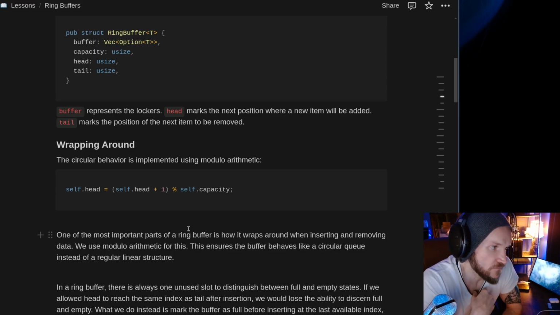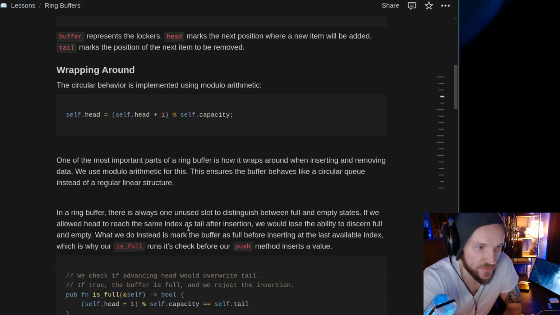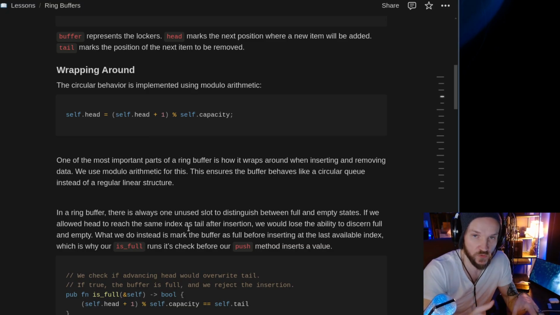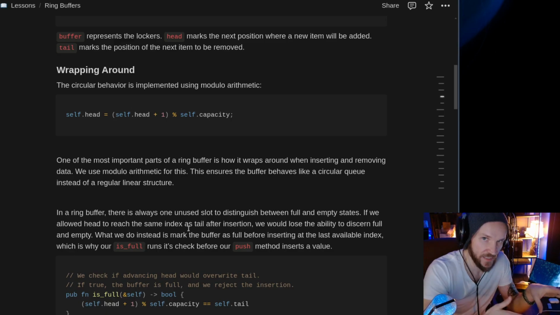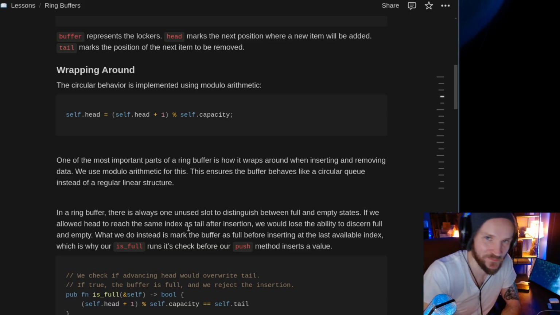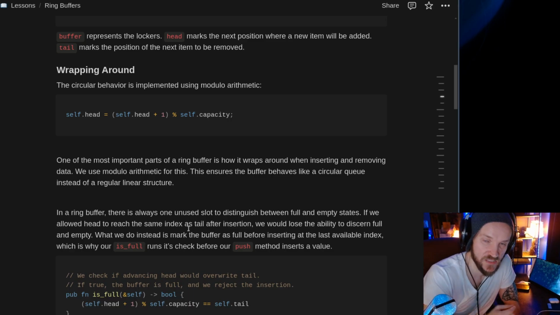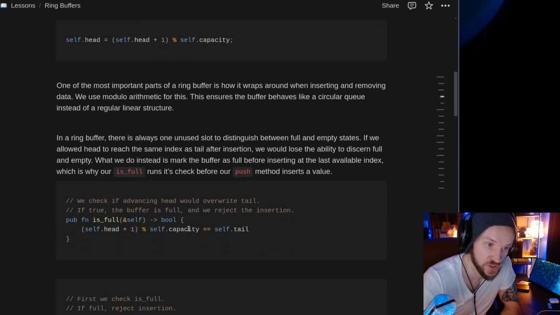Now, the wrapping around ensures that the buffer behaves like a circular queue instead of a regular linear structure like a linked list. In a ring buffer, there's always one unused slot to distinguish between the full and empty states. If we allowed head to have the exact same index as tail after the final insertion, you wouldn't be able to discern full and empty. So what we do instead is mark the buffer as full before inserting at the last available index. This is why our isFull runs its check before our push method inserts a value.